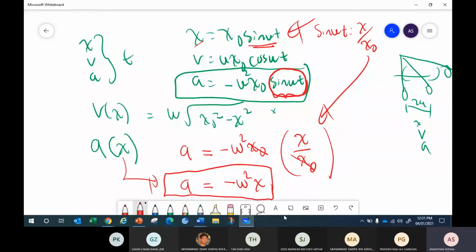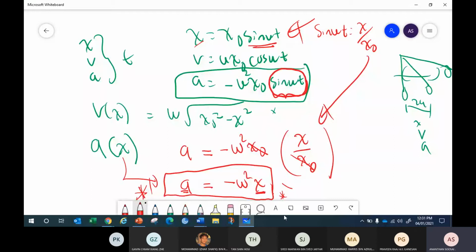I can say out of the entire derivation, this is the most important graph and formula to remember. Why? This is the formula defining SHM. You see, the acceleration is directly proportional to the displacement, but in the opposite direction. Negative means opposite direction.